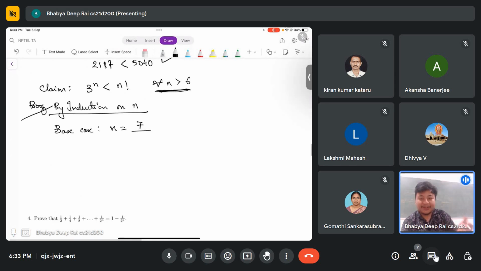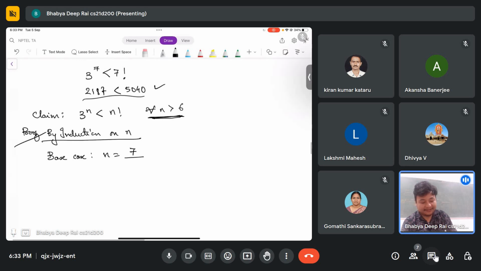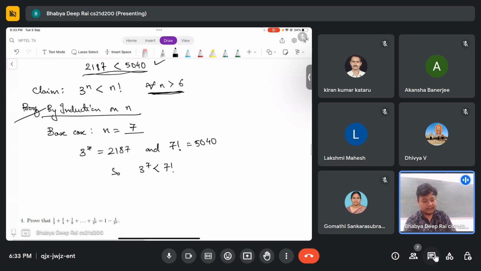So the base case is n equals 7. The good news is we've already calculated that: 3 to the 7 is 2187, and 7 factorial is 5040. So we have that 3 to the 7 is less than 7 factorial. Okay, so the base case is done. Base case holds.